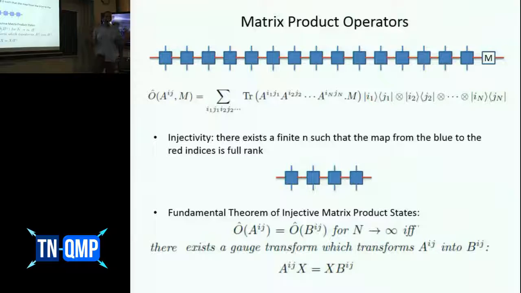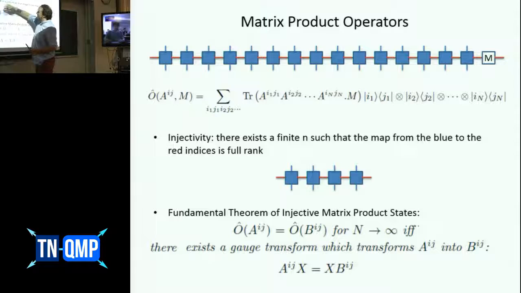So it means that for every degree of freedom on the virtual level, you can access it by putting some kind of operators on the physical level. So injectivity is nothing more. Of course, in the case of matrix product states, you also have the same notion, you just don't have these upper indices. It's the same: the mapping from the physical indices to the virtual ones, if you put a few of them next to each other, is full rank.